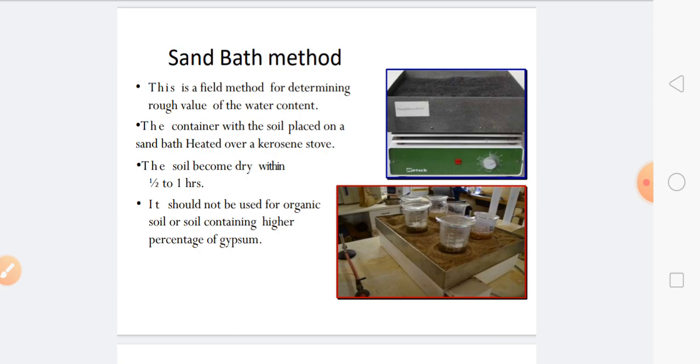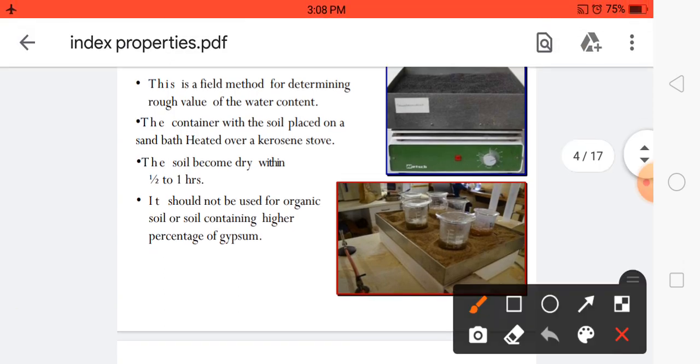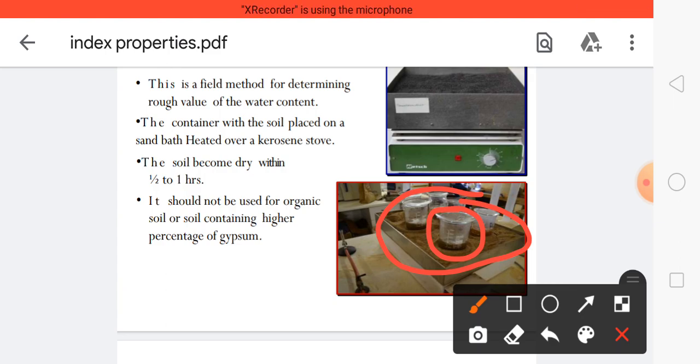In this method, the container with the soil is placed on a sand bath. See, this is our sand bath and these containers are kept here, and in this container wet soil is there. The whole sand bath is heated over a kerosene stove. The soil becomes dry in 30 or 60 minutes. The water content is then determined from the above equation.